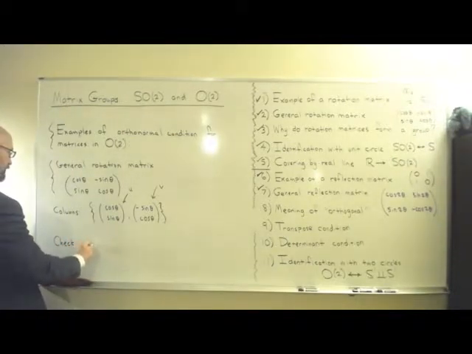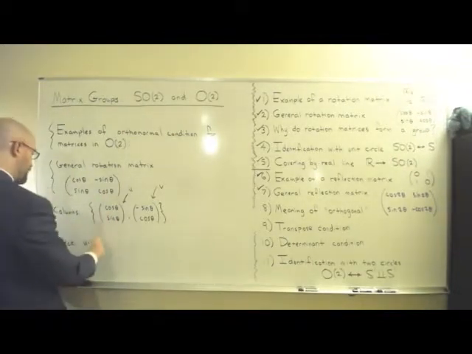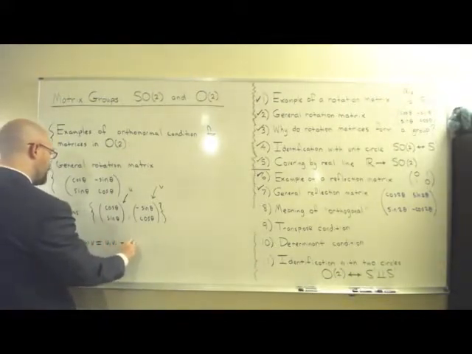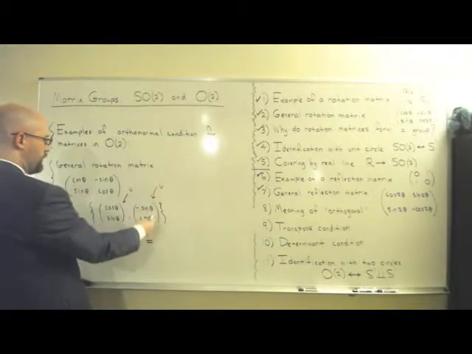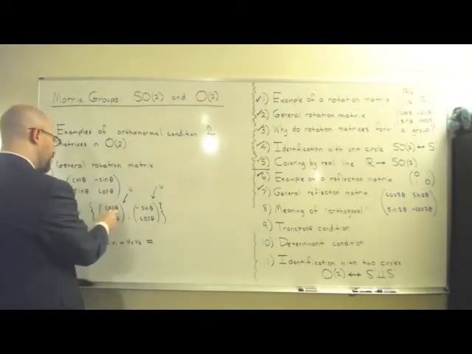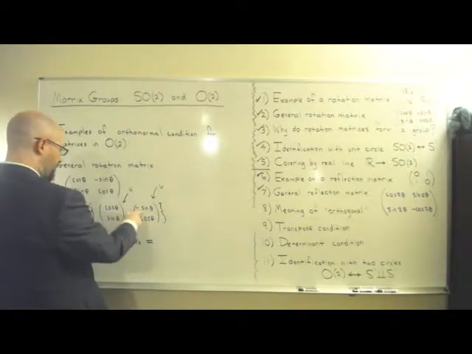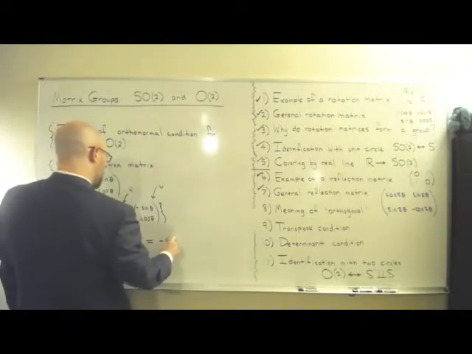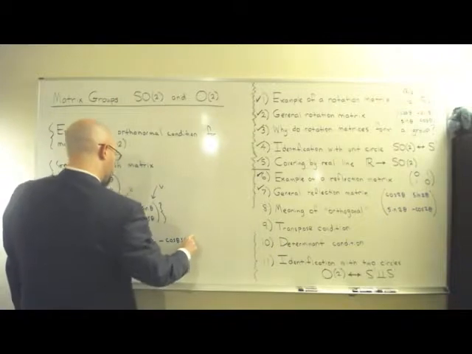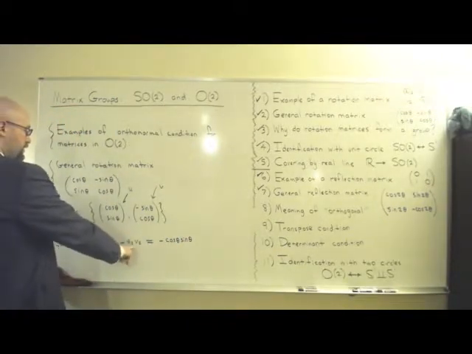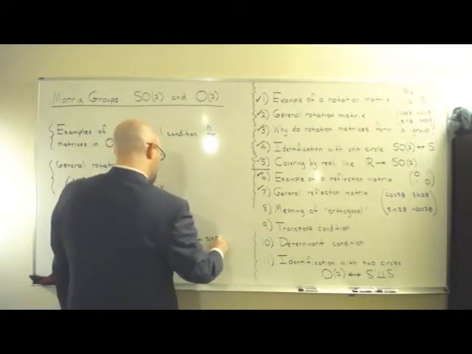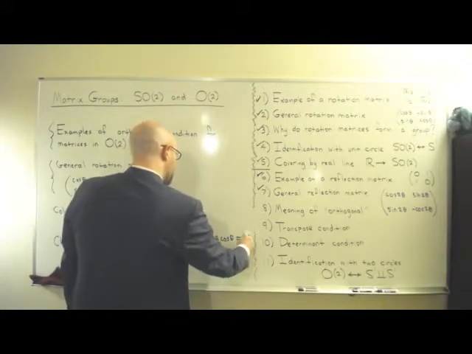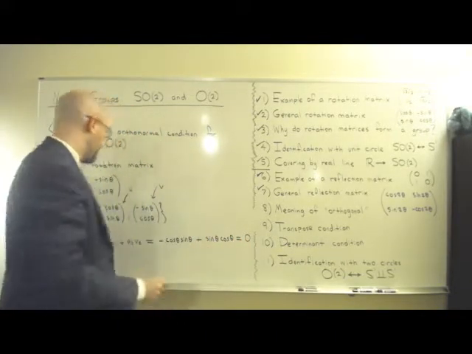well, what's u dot v to begin with? It's u1 v1 plus u2 v2, which is, this is U1, that's U2, that's V1, that's V2. So U1, V1, this is cosine theta times minus sine theta. So this is minus cosine theta sine theta. And then U2 times V2, that's this times this. So this is plus sine theta times cosine theta. And you can see immediately that's 0. That's the negative of what that is.